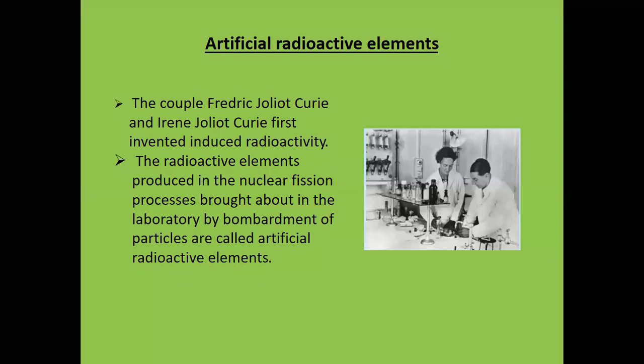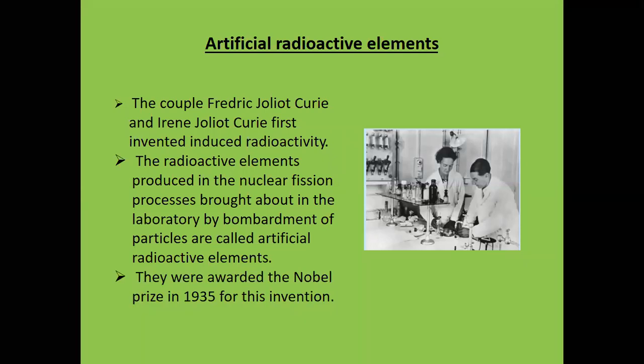And how did we do that in the laboratory? Bombardment means we added more particles to make it unstable. That is called artificial radioactive elements. They were awarded the Nobel Prize in 1935 for this invention. They had great work in this field. So these are two terms you need to know: natural radioactivity and artificial radioactivity. Natural is about elements with atomic numbers 82 to 92, and artificial is the one created inside the laboratory. The next most important topic is uses of radioactive isotopes. We'll do it in the next class.